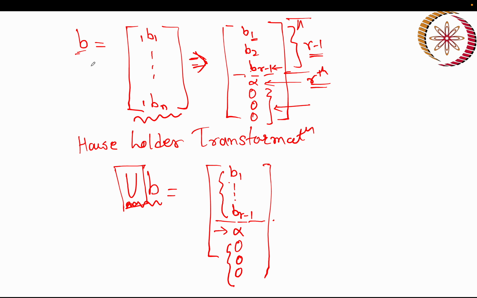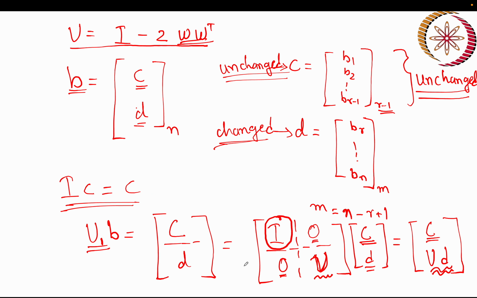Then we started with the Householder transformation, where we have some vector b, and we want to transform it such that all the terms below the rth value are 0. The first r minus 1 terms will be as they are, the rth term will get modified, and below that it will be 0. So if we operate this U matrix on b, these terms will be unchanged, this term will be alpha, and all these terms will be 0. That's what we wanted.